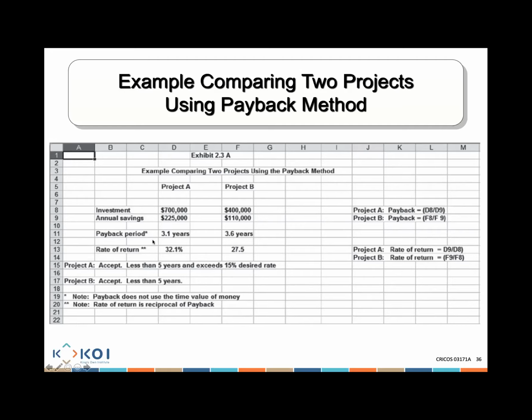Which one is going to get me the money quicker? A is going to give me the money quicker, but B will also give me the money quickly. They're both going to take less than 5 years to give me the money. They're both going to give me a return of over 15%. And because of that, I am accepting both of these projects to proceed.